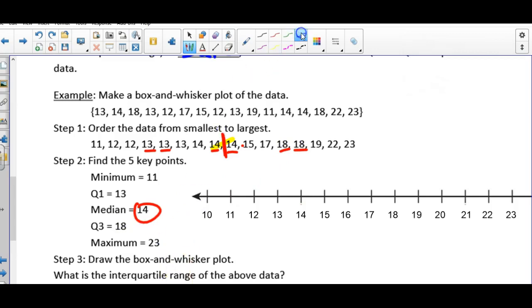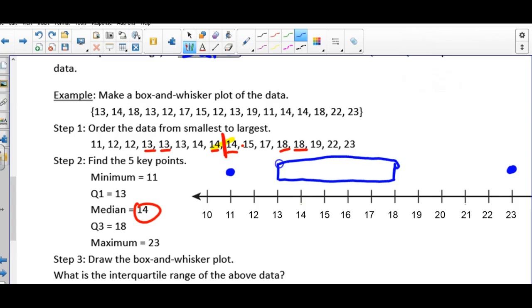third quartile. Okay, so now let's go ahead and sketch this. Here's a number line I put up here just to show you. You draw yours on your paper and label your points. Your minimum is 11. Your maximum is 23. Then you have your first quartile, which is 13, and your third quartile is 18. So that's your box.